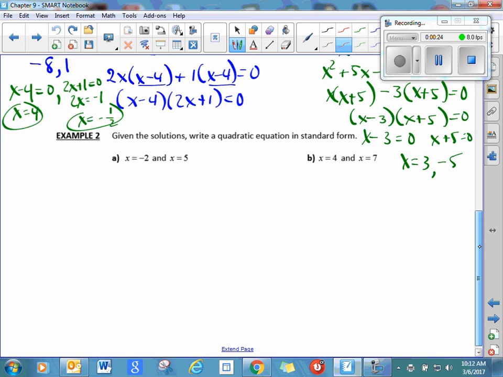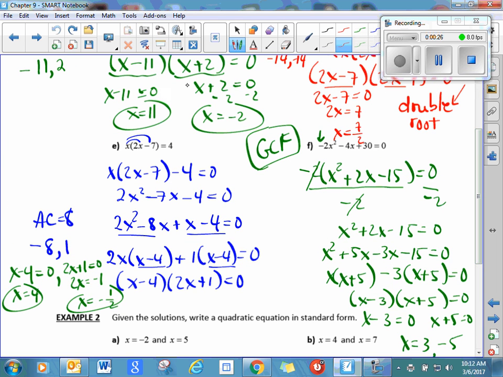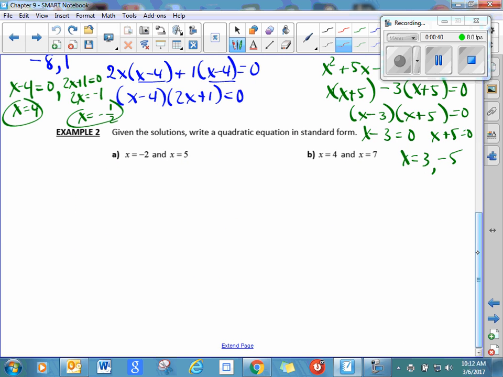If you notice, what we did on these four examples up here is we actually found the solutions. And we said we were going to have two solutions because we started out with an equation that had an exponent of 2 for x. So down here, they're giving us the two solutions, and they're asking us to go back the other way and tell us what was our quadratic equation to begin with.